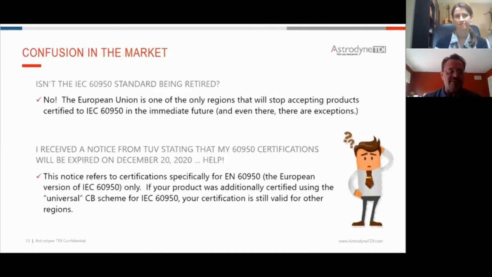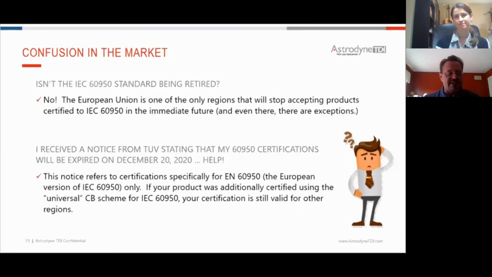Okay, so there's a lot of confusion about this in the marketplace. I get questions all the time: wait, isn't it true that I can't ship any 60950 product after December 20th of this year? No, that's not true. The European Union is the only region which is going to stop accepting products certified to 60950, and there are some exceptions, like we talked about just before with the grandfathering.